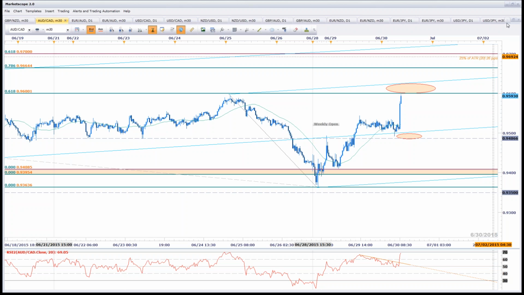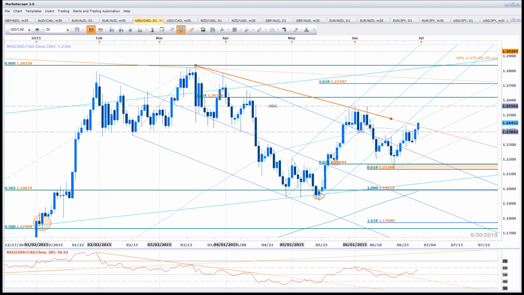Raj says, Mike, where's the next level of resistance zone dollar CAD? It broke the monthly opening easily. Okay, so we're pushing through that resistance, huh?